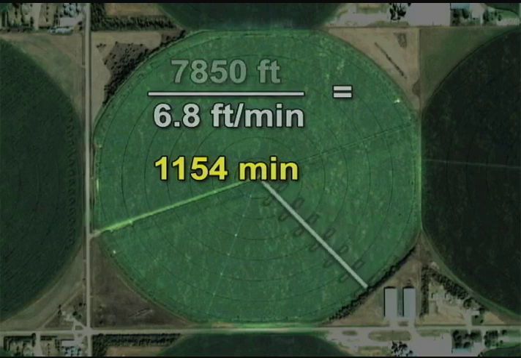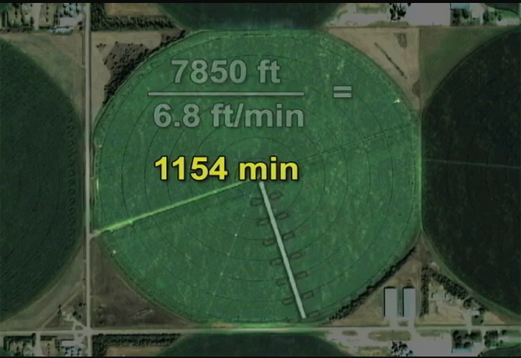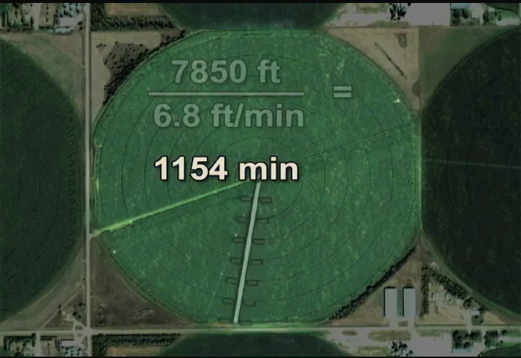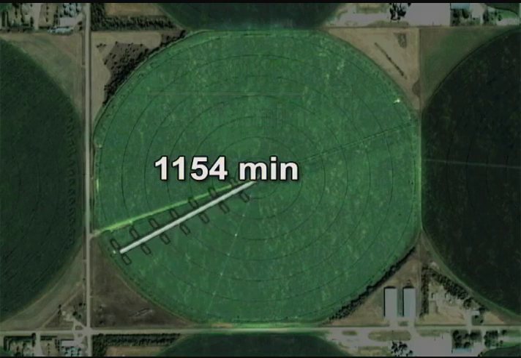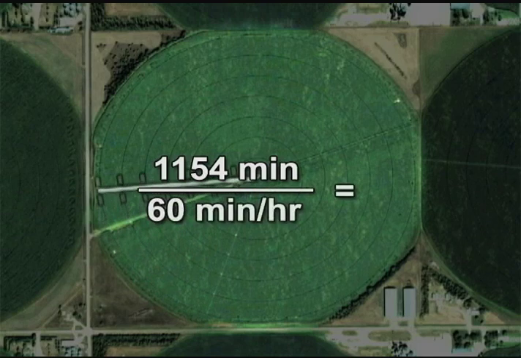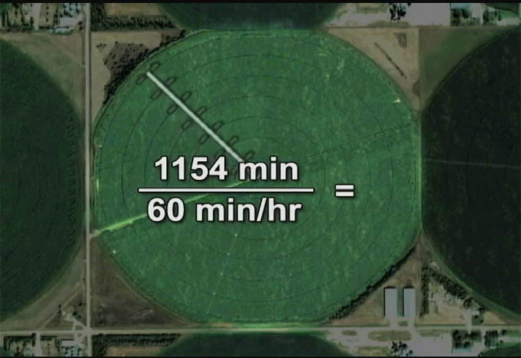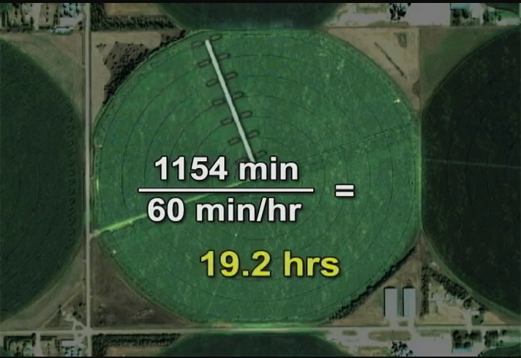1,154 minutes. To convert that revolution time to hours, simply divide the number of minutes needed, 1,154, by 60, the number of minutes in an hour. The time needed to complete one revolution is 19.2 hours, or 19 hours and 12 minutes.